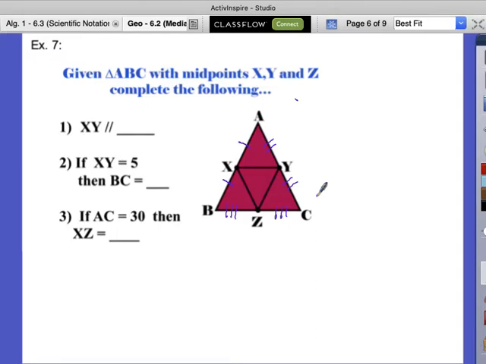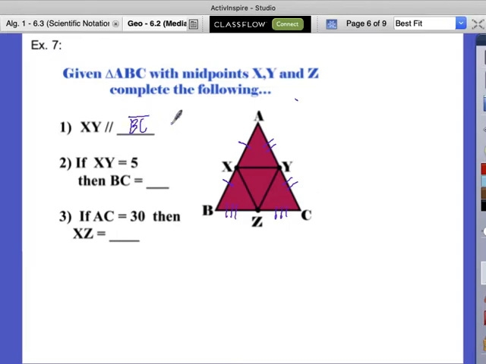Okay, so we can mark all that information, okay? So XY is parallel to what here? BC. How do we know that? Because XY is a mid-segment. It connects two midpoints, X and Y. So we know it's parallel to the third side, BC.